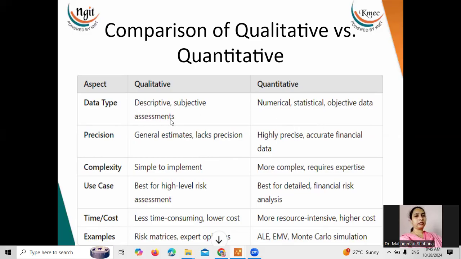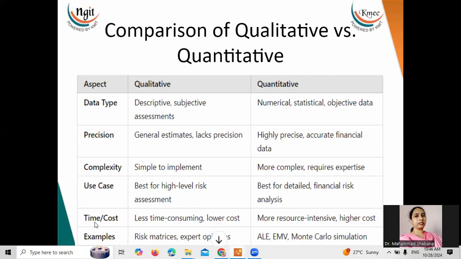Data type. Data type in qualitative is descriptive and data type in quantitative is objective, numerical and statistical data. Coming to the precision, qualitative gives general estimates and lacks precision, and in quantitative, it is highly precise, accurate financial data. What about the complexity? It is very simple to implement in qualitative and more complex and requires expertise in quantitative. And what is the use case here? The use case is to identify high-level risks for assessment in qualitative and best for detailed financial risk analysis in quantitative.